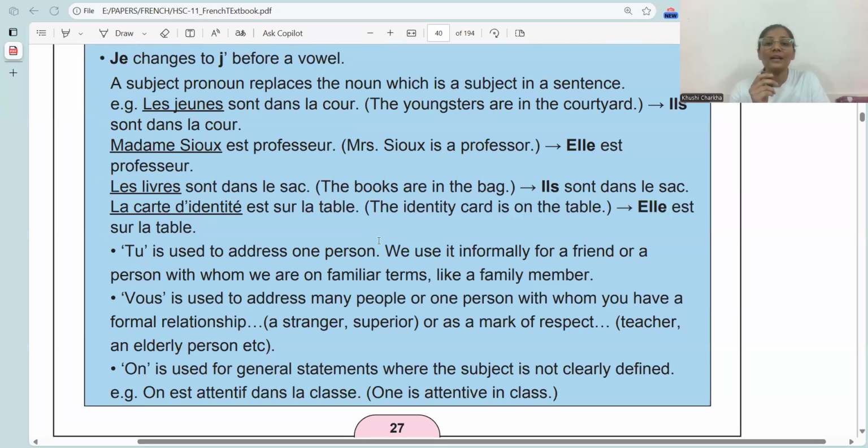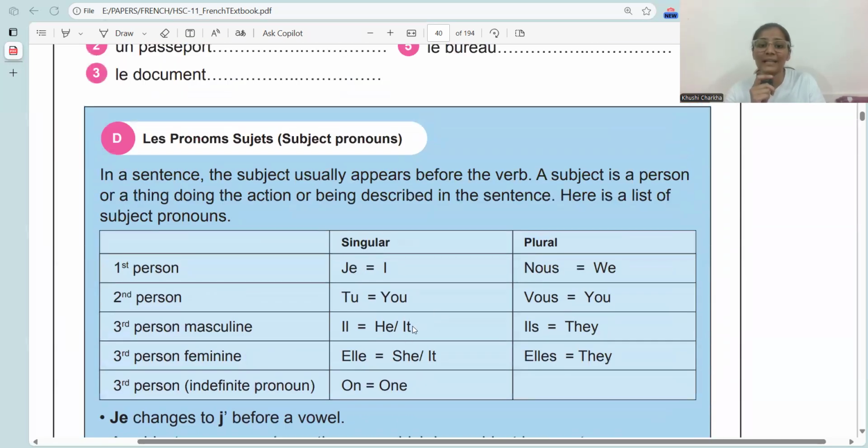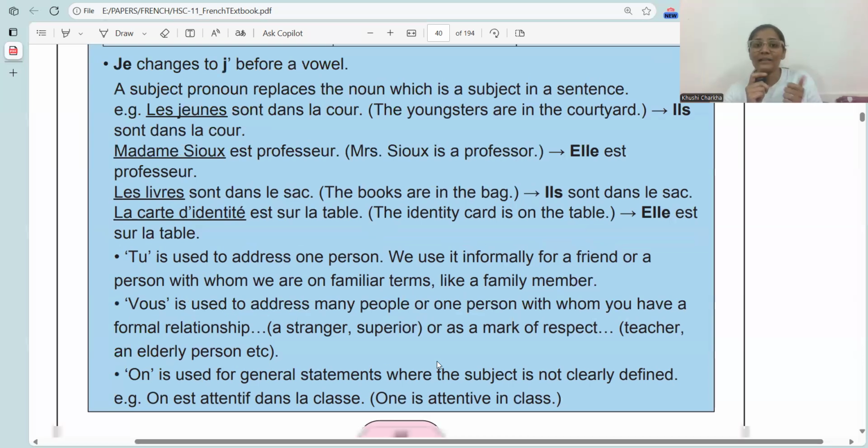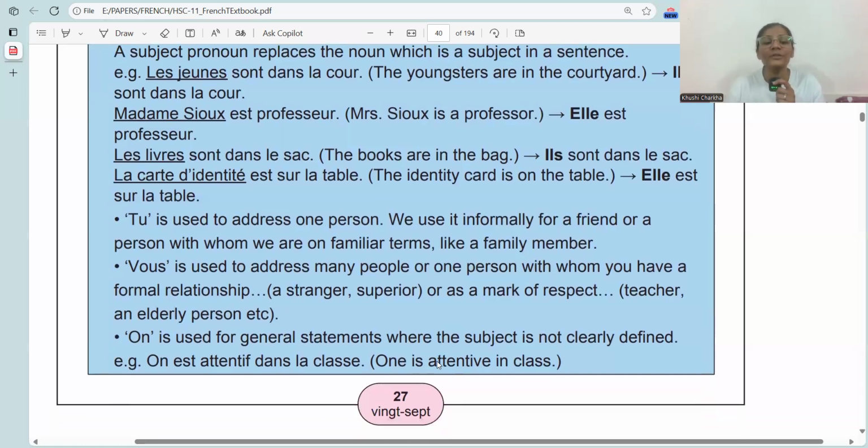Okay, then la carte d'identité est sur la table. The identity card is on the table. La carte d'identité. La is used for what? Feminine and singular. So carte d'identité is obviously feminine. You can see here there were two options for it, either il or elle. So carte d'identité is feminine and singular, so we'll use elle. Elle est sur la table. It is on the table. Here elle does not mean she. It is on the table. I hope this is clear to you.